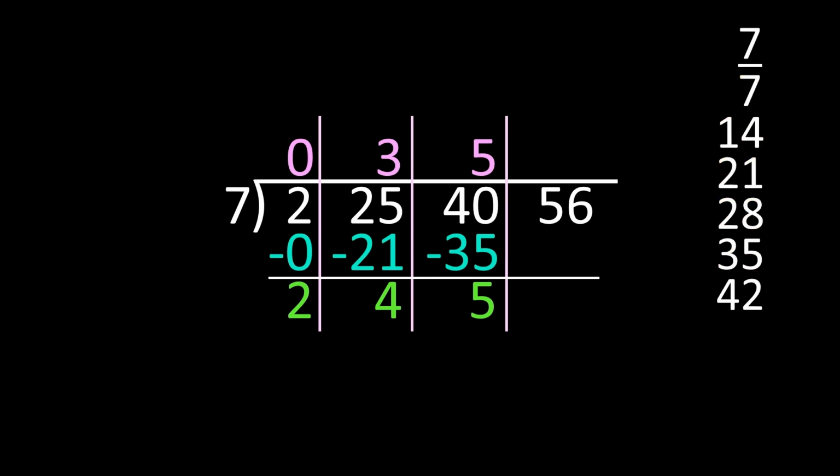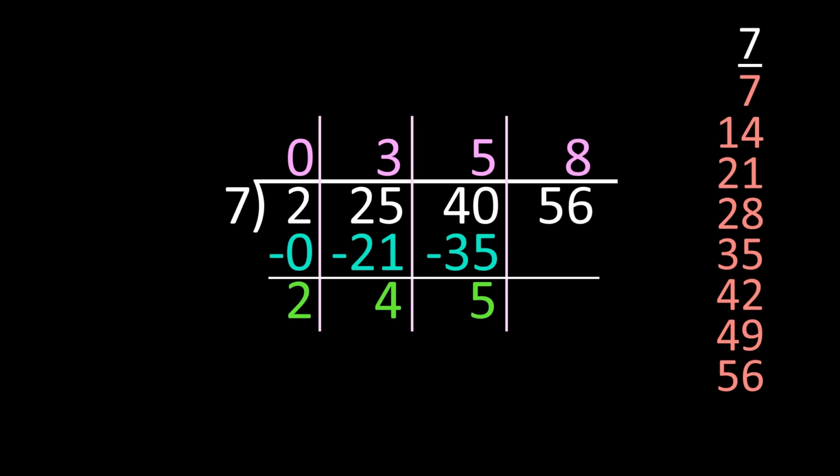Now I have 56, which means I need to go to my column of multiples, and I need to keep listing my multiples of 7. So 42 plus 7 is 49, and 49 plus 7 more is 56. So 56 divided by 7 is 1, 2, 3, 4, 5, 6, 7, 8. 7 goes into 56 8 times.